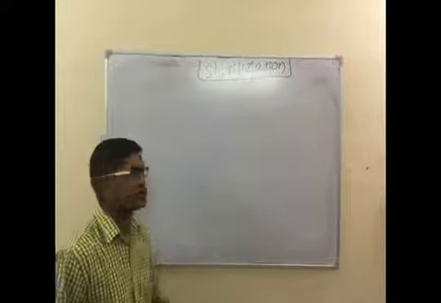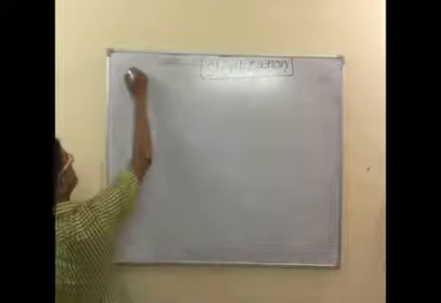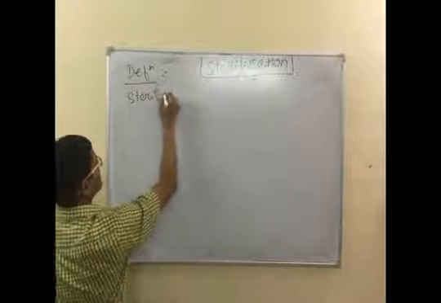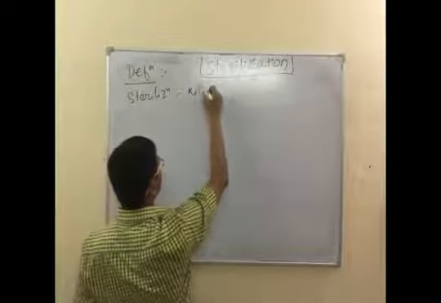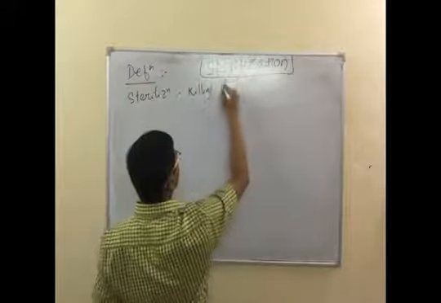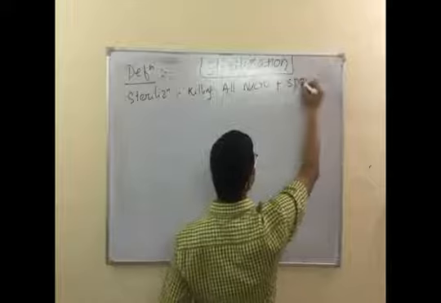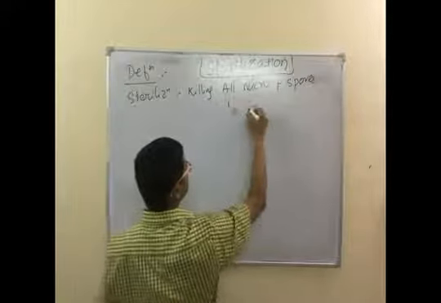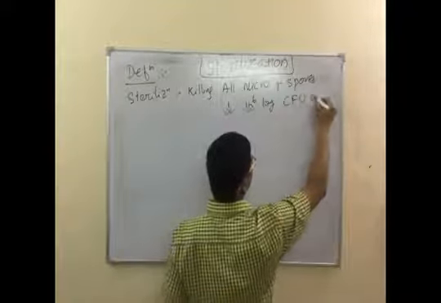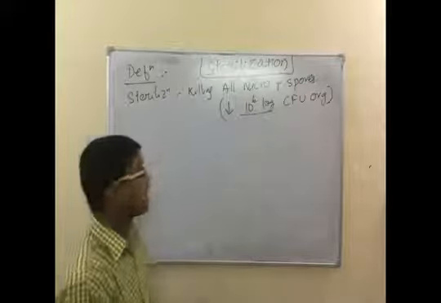Good morning. So coming to sterilization, this is the most important chapter in general microbiology. Coming to the definitions, sterilization is defined as killing of all microorganisms, including spores, and there should be a reduction of 10 to the 6 log colony forming units of organisms. At least this much organism reduction should take place.